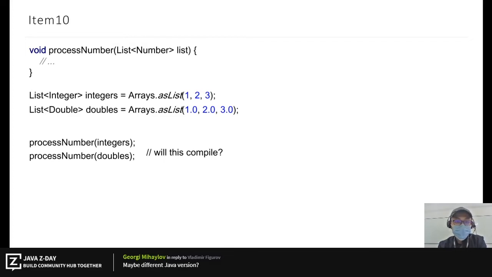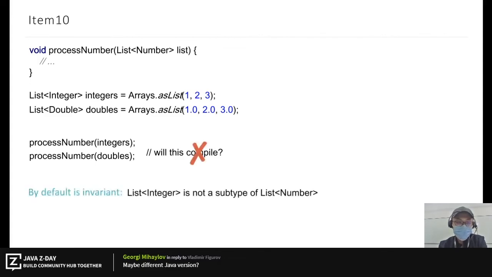Here in this example, we want to process a list of numbers. We want to process a list of integers and a list of doubles. Will these statements compile? Can we pass a list of integers into this processNumber method? No. This is because Java's collections are by default invariant, which means a list of integers is not a subtype of list of numbers.